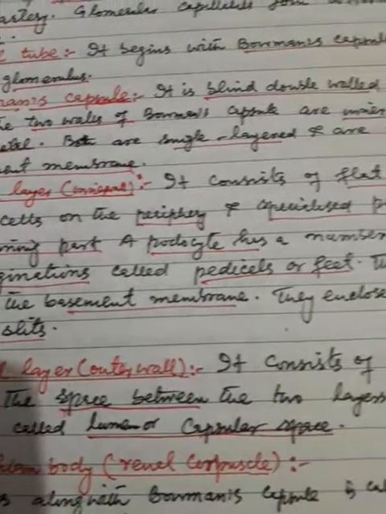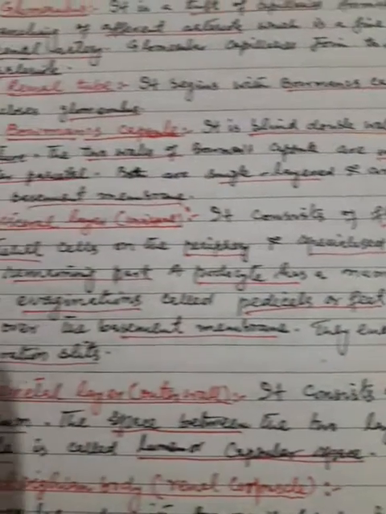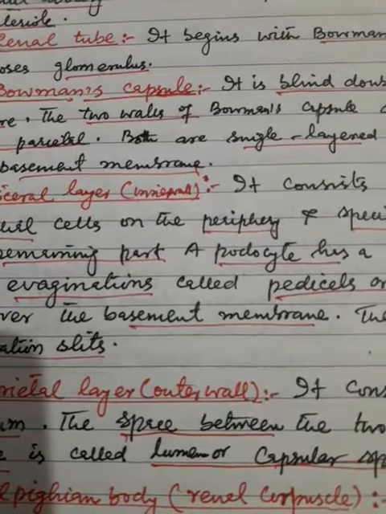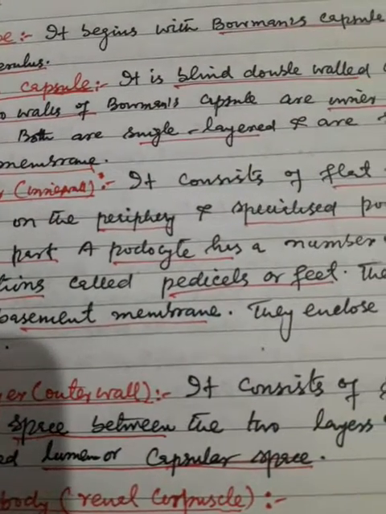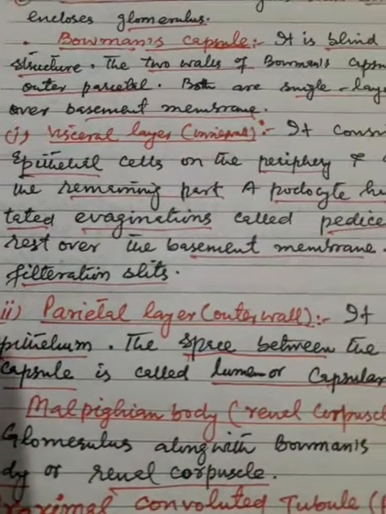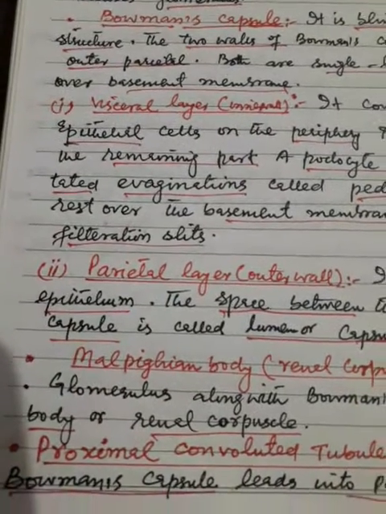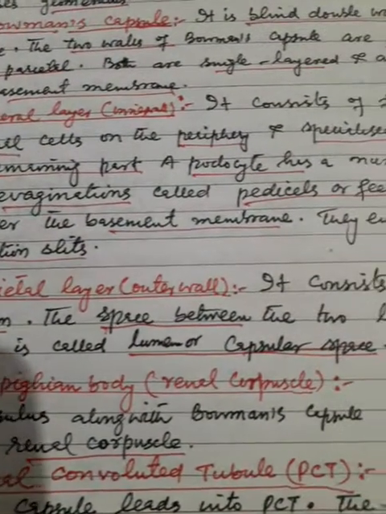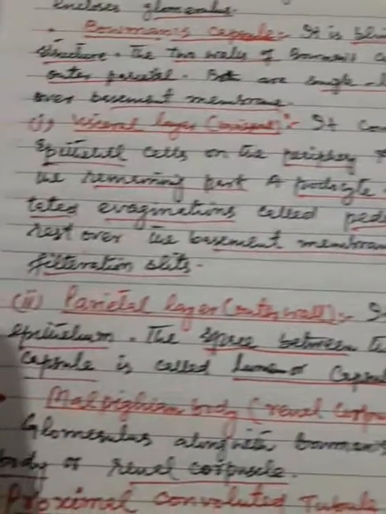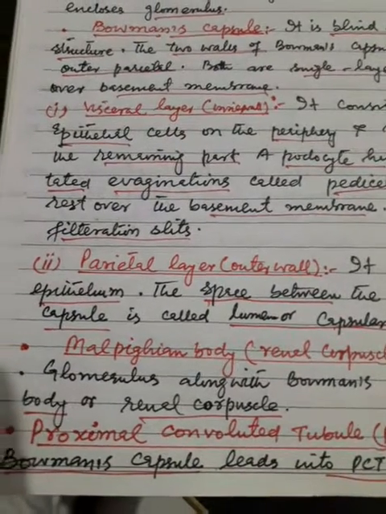The space between the two layers of Bowman's capsule is called lumen or capsular space. Glomerulus, along with Bowman's capsule, is called Malpighian body or renal corpuscle.